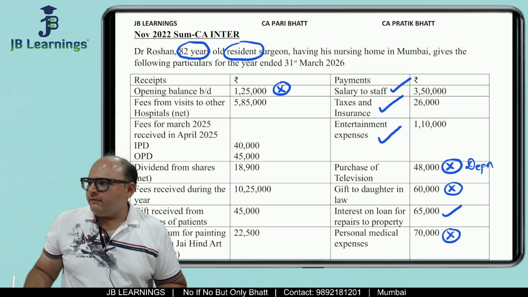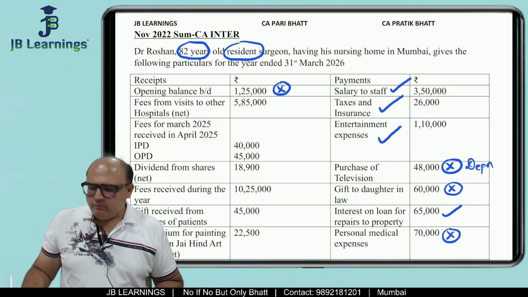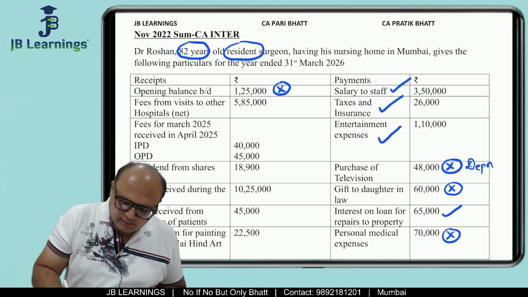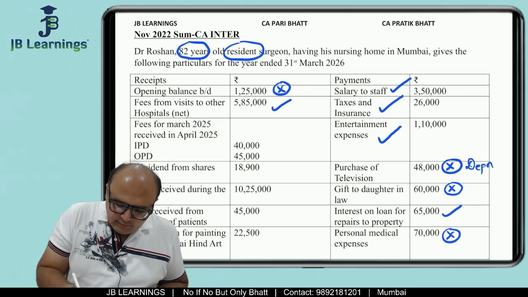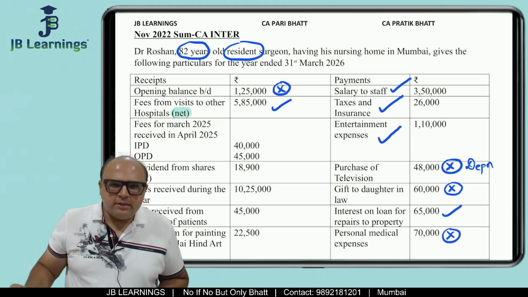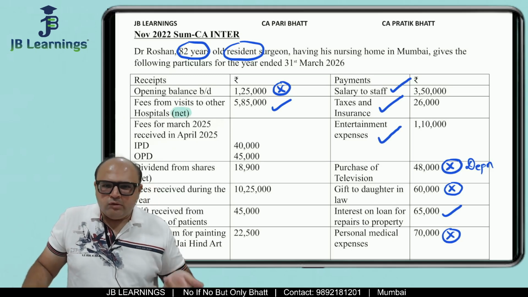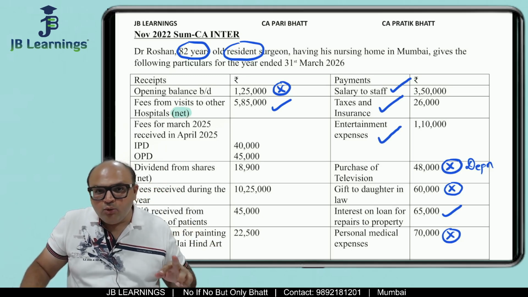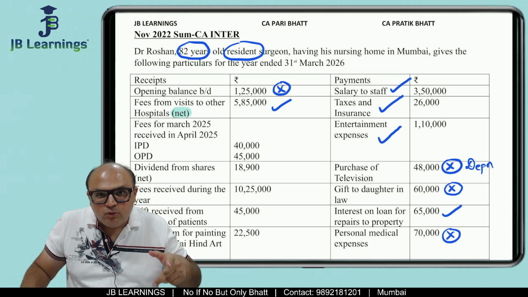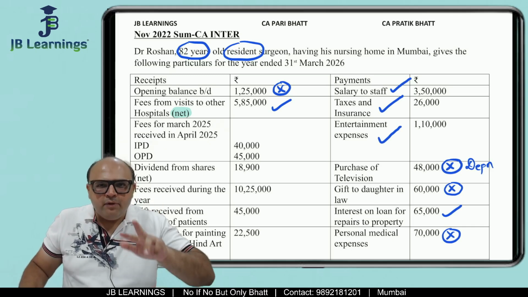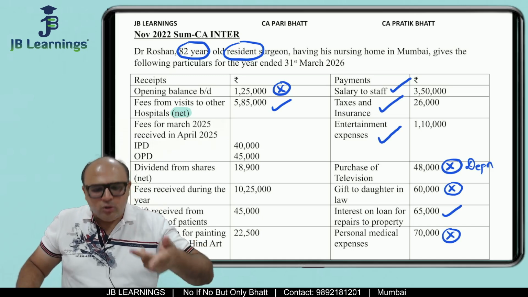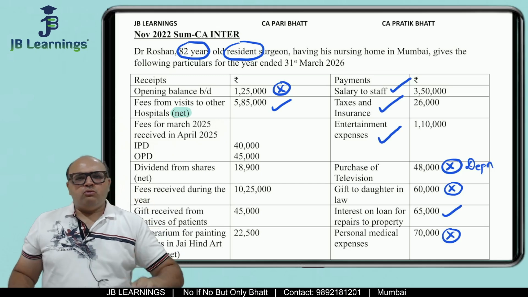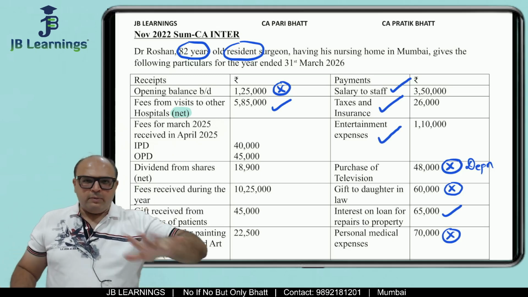Now, very, very important, fees from visits to other hospitals. So this is my business income. But friends, very, very important, net amount is given in the question. So when we solve the sum, when we prepare the statement of PGBP, we have to convert the net into gross. Now, most important thing of this particular question.